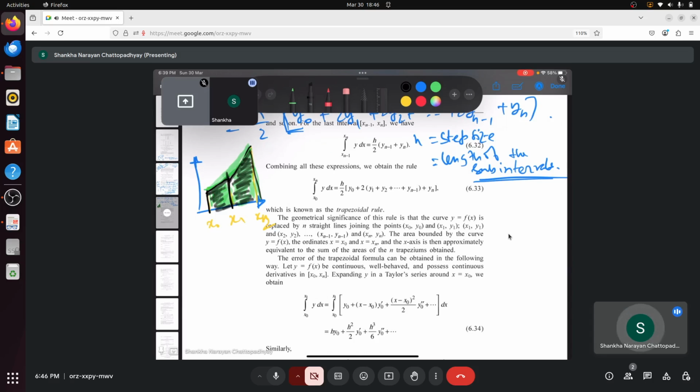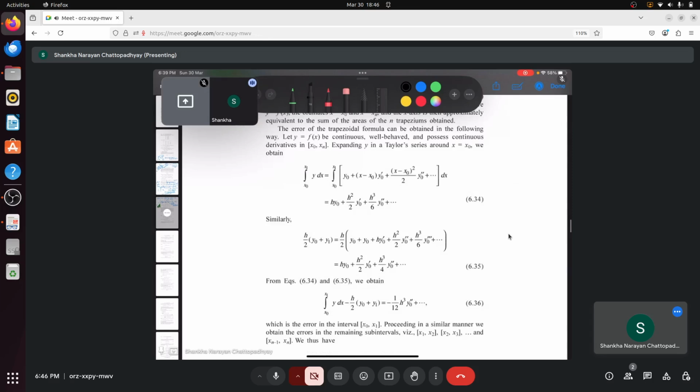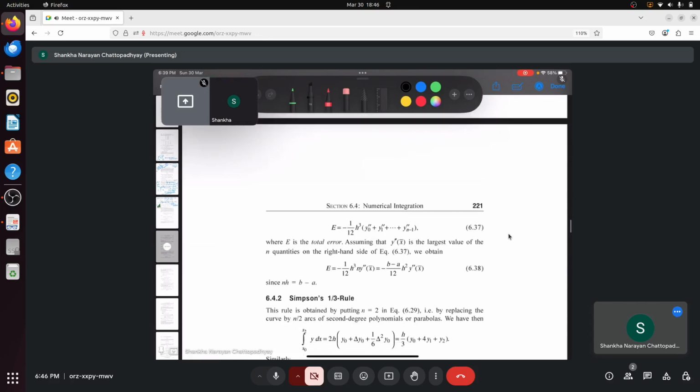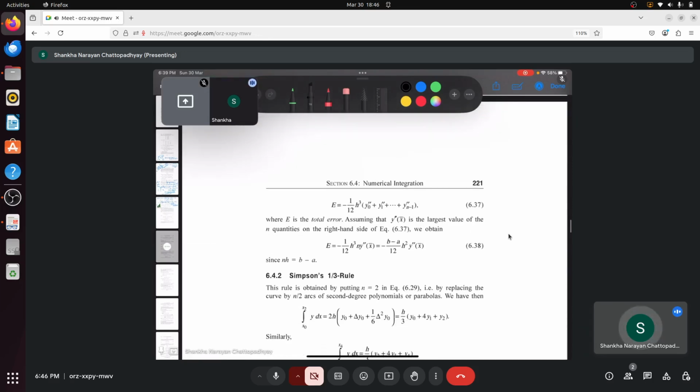Now for the trapezoidal rule, how can you determine the error? I think sir has already discussed the error. So what happens?